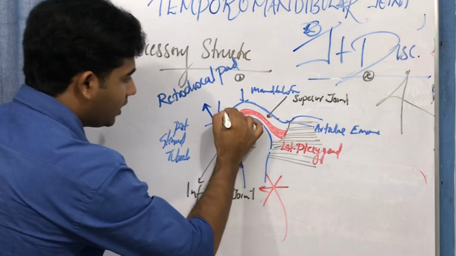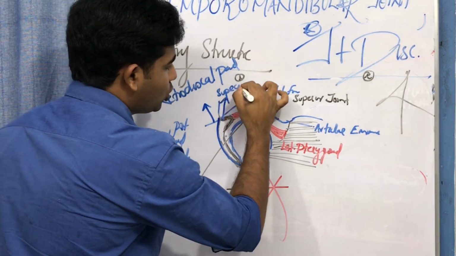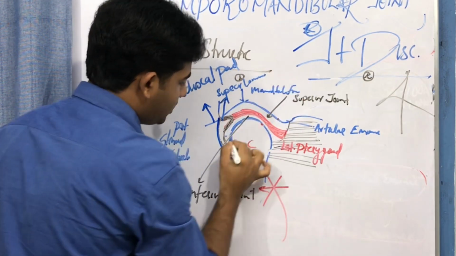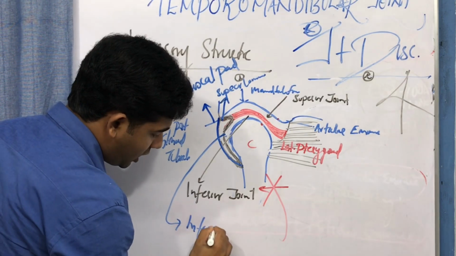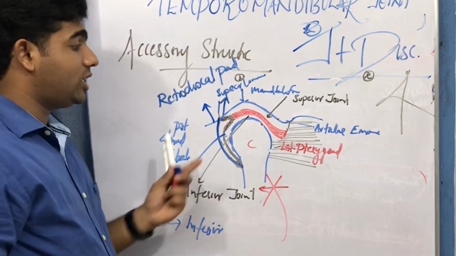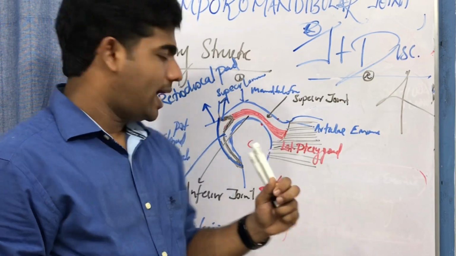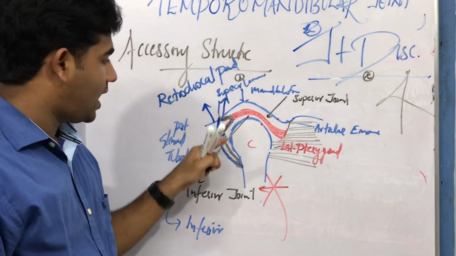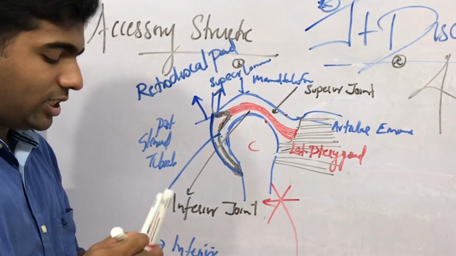And that has a superior lamina. This is the superior lamina, and this is the inferior lamina. The retrodiscal pad is a structure which is seen attached posteriorly to the temporomandibular joint disc, or the articular disc. And it has a superior lamina and an inferior lamina. Clear?